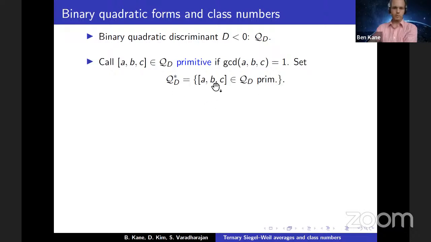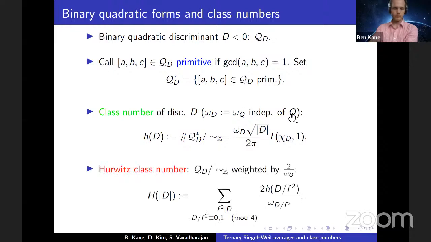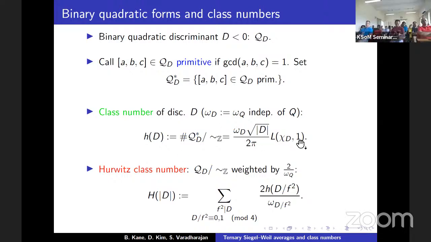Then we can count the number of primitive ones, and the class number of the discriminant D is the number of different primitive quadratic forms of discriminant D. So this counts the number of equivalence classes modulo equivalence over Z. And the famous Hurwitz class number formula relates this to the L value, L of chi D at 1, which we'll need later.